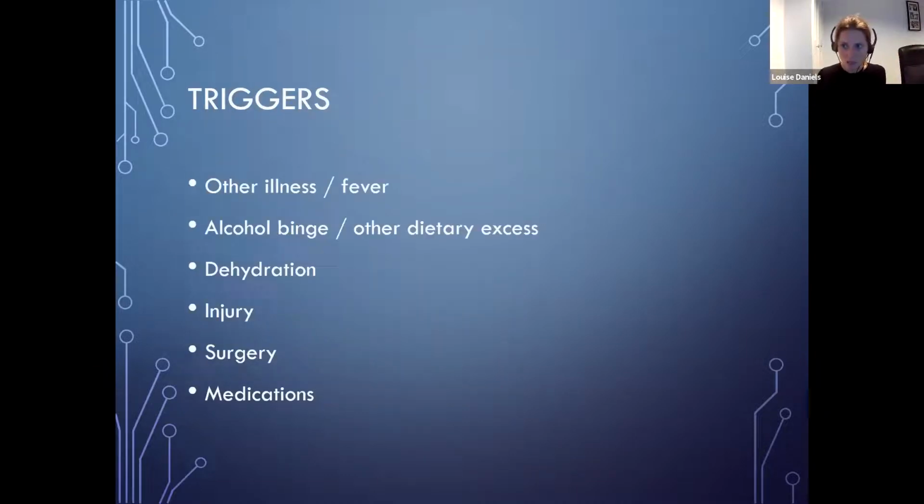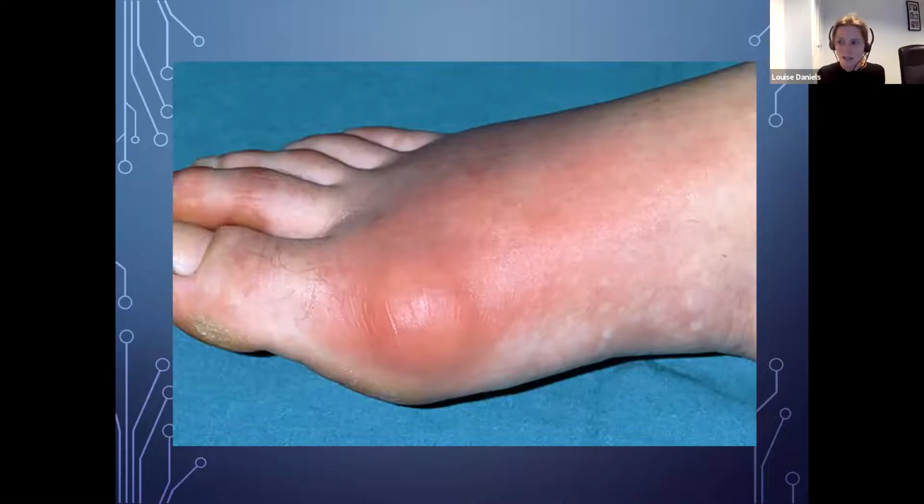In a patient with hyperuricemia or previous attacks of gout, there are certain things that can trigger an acute attack. So they might be fine for many years and then something happens and their gout flares up. And that can be that they become unwell. So any illness, particularly with a fever, they might go on a binge, be it dietary or alcohol. Get very dehydrated, which can happen on flights or during inpatient stays, any injury to the joint, surgery, or the addition of new medications. And this is the classic gout affecting the first MTP joint.